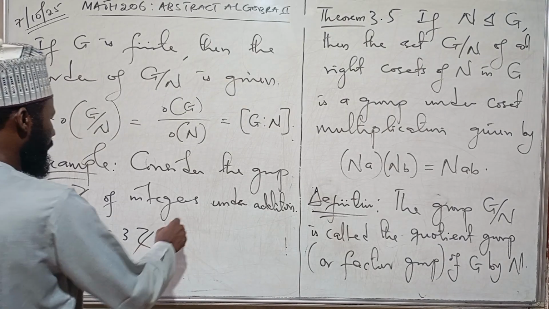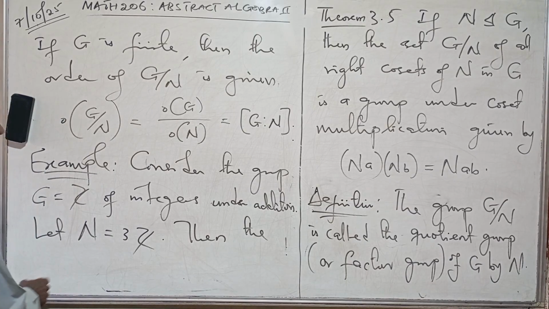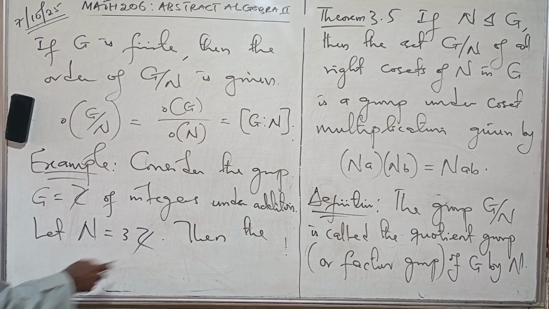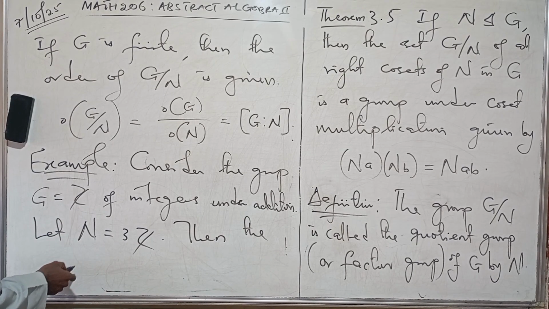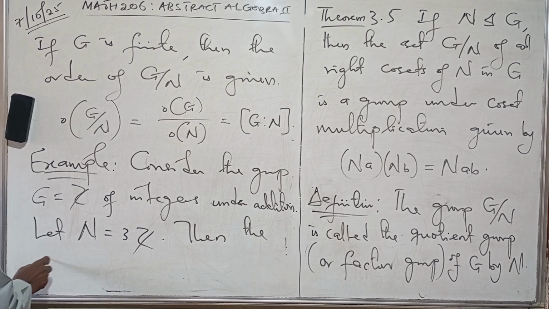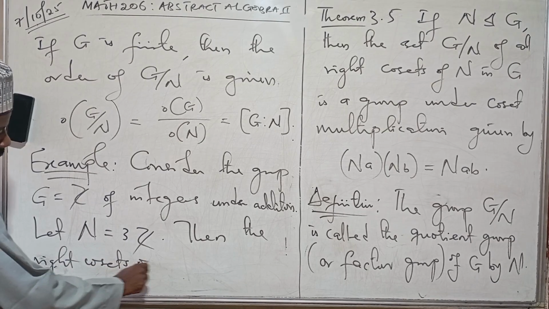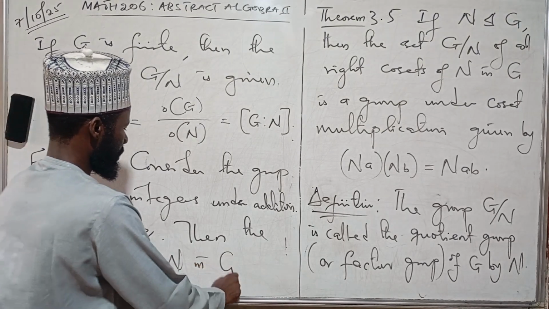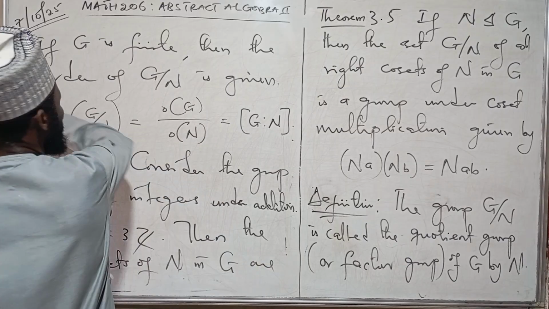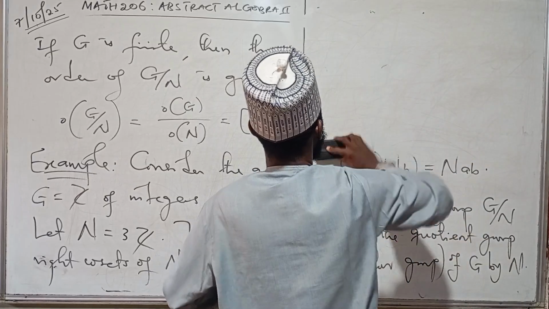Okay? Then the cosets of N, left or right, because this is a normal subgroup automatically since the group is abelian. We mentioned that if the group is abelian, every subgroup is already normal. So the cosets of N in G. Well, first of all, you have the subgroup itself, which is always a right coset.